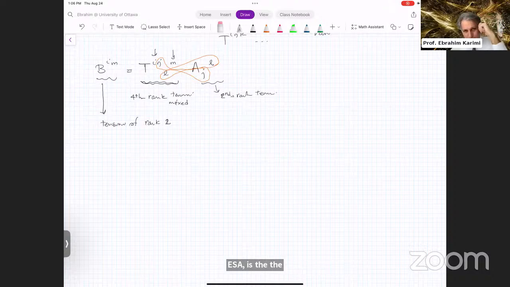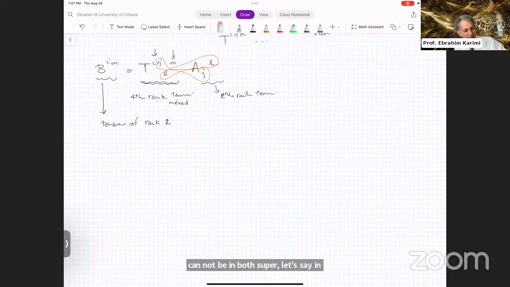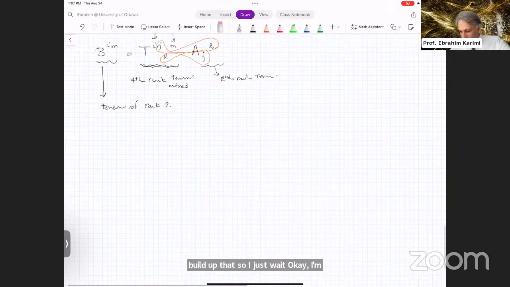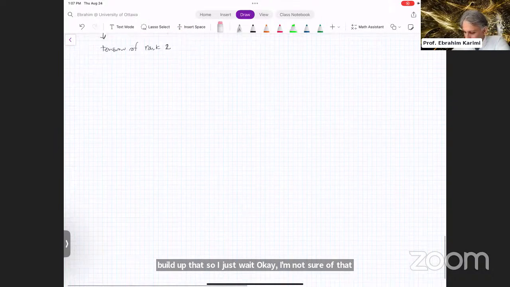Isa is replying to the question of whether we can have mixed vectors. Isa says correctly that a vector has one index, and this index cannot be both in subscript and superscript at the same time. There is a little trick that I may be able to use, but I have to use pseudo tensors to build it up. So just wait. I'm not sure, but I think I can build up something that answers the question that was asked previously.